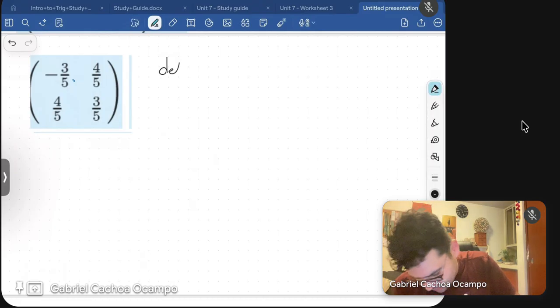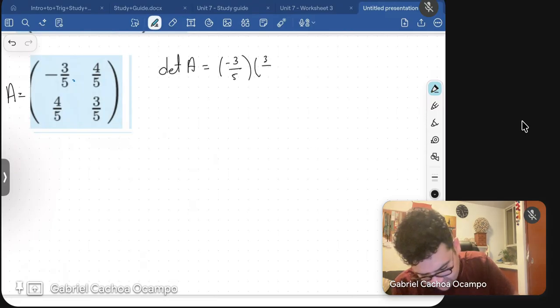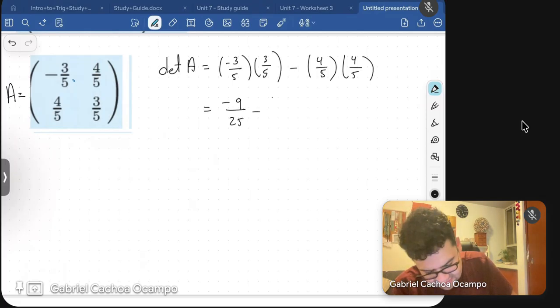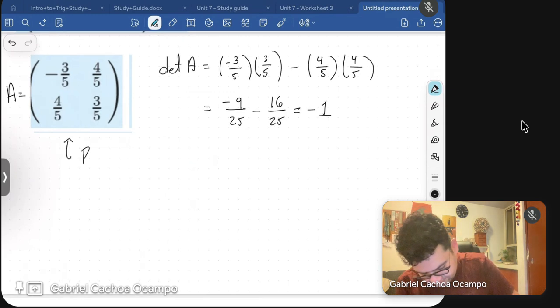Okay, so this one, if you remember in class, we were struggling with this guy. So what type of transformation is it? If I do the determinant rule, I am gonna call this A. The determinant of A would be -3/5 times 3/5 minus 4/5 times 4/5. So that means that this would be -9/25 minus 16/25, o sea, this is -1. So this is a reflection.